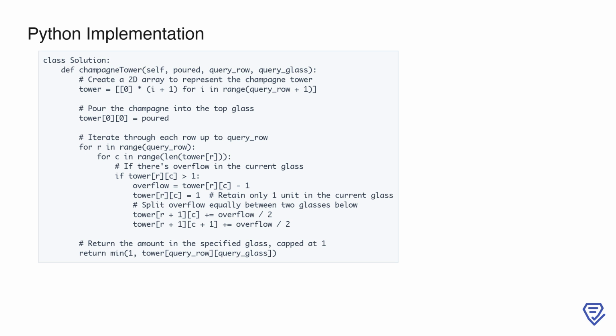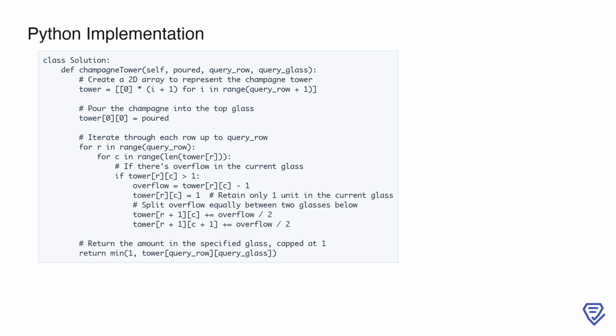The algorithm then iterates through each row up to query_row. For each glass in the current row, if the amount of champagne exceeds 1, indicating overflow, the surplus is evenly distributed to the two glasses directly below it. This ensures that each glass holds at most 1 unit of champagne, and any excess flows down the tower. Finally, the solution returns the amount of champagne in the specified glass, query_glass, of query_row.